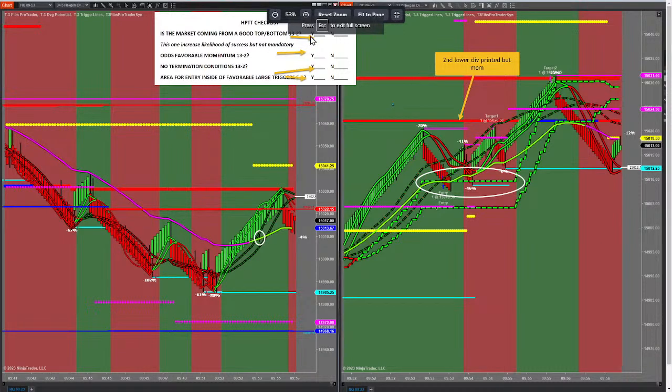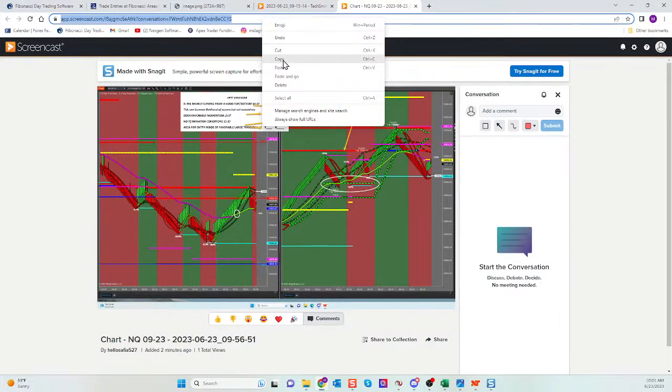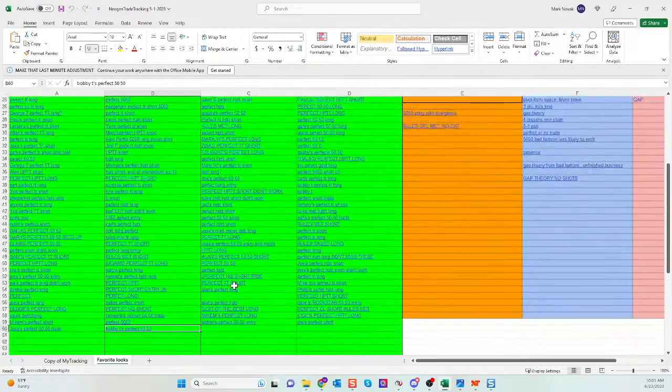Is the market coming from a good top or bottom? Absolutely. Does she have odds favorable momentum? Without question. No termination conditions? None present. Area for entry? You're darn tootin'. She used a checklist. She policed herself. She said, you know what? This is the best of the best. This is the trade that I should never miss. This is the highest probability trend trade that Mark rambles about every day.